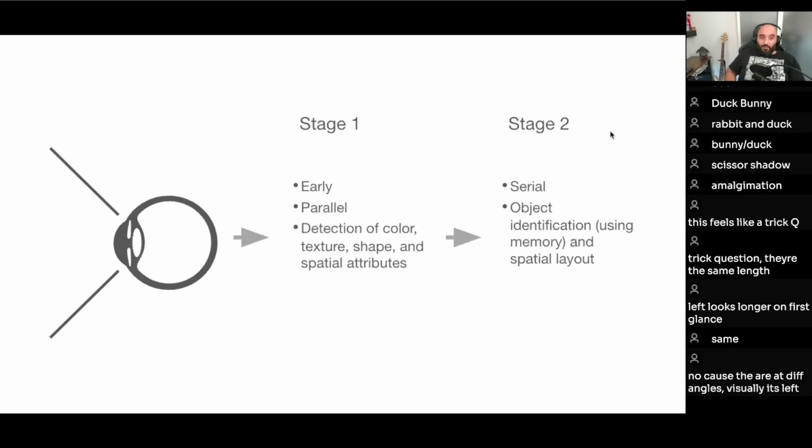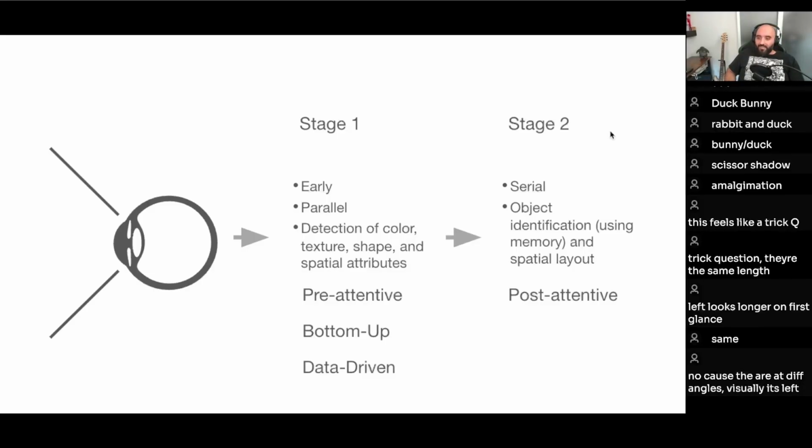But then stage two is serial, slower. We can identify objects using our memory. We can see something as a dog or not, and we can understand spatial layout. So this is called pre-attentive. These are some words that you're going to want to think about as a designer. And these are post-attentive. Again, these are just models of how we see, not exactly how the brain works, but just models that are useful.